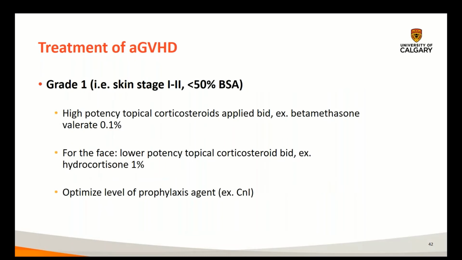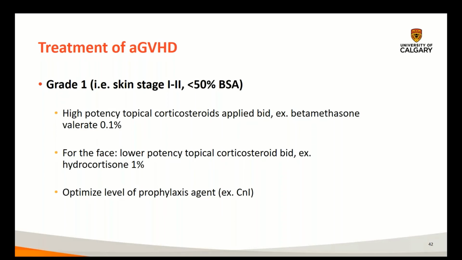In terms of treatment, this really depends on the grade of acute graft versus host disease that we are treating. With grade 1, again, remember that would be typically stage 1 or 2 skin involvement, so less than 50% body surface area involved with the skin without GI or liver involvement. Typically, this is treated topically, and we would typically use high potency topical corticosteroids that are applied twice a day. One example is betamethasone valerate, 0.1%.